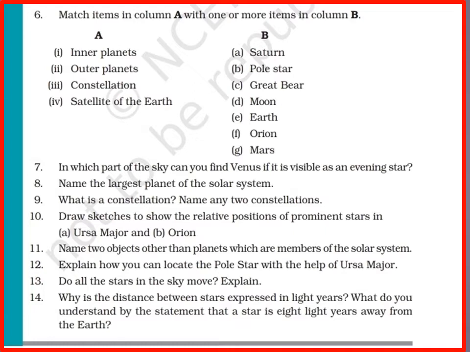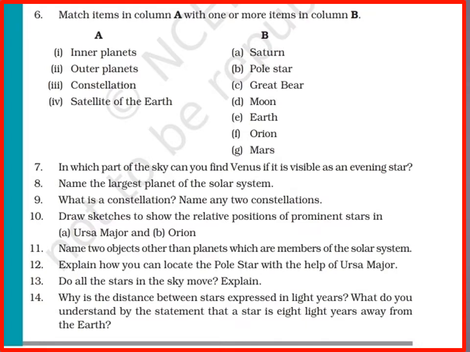You have learned about asteroids, comets, meteors and meteorites. These are also considered as members of the solar system. Question number 12. Explain how you can locate the pole star with the help of Ursa Major. This question also I have given before, and the same answer I am going to discuss afterwards.